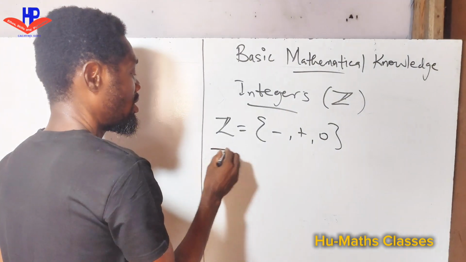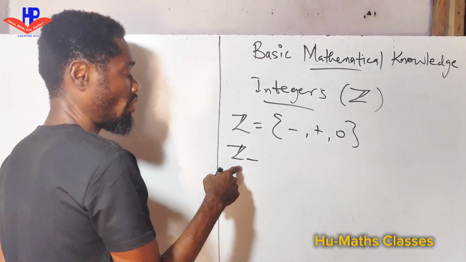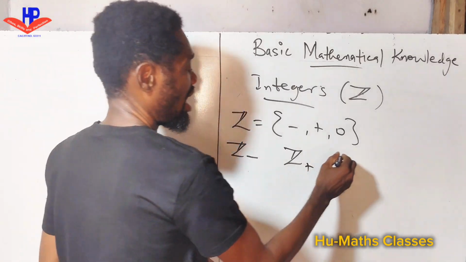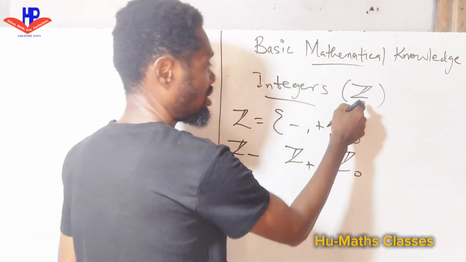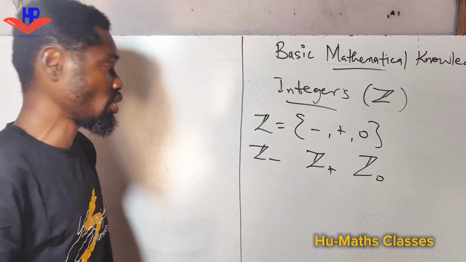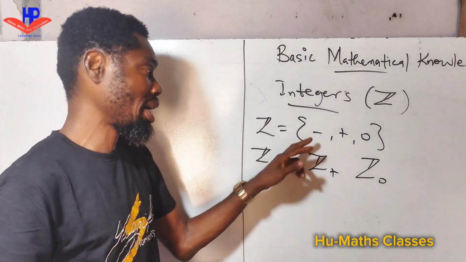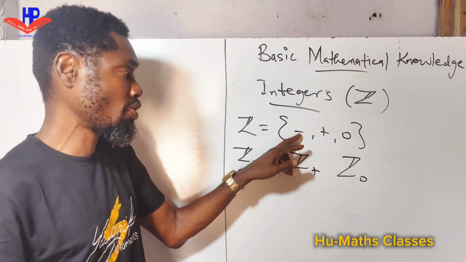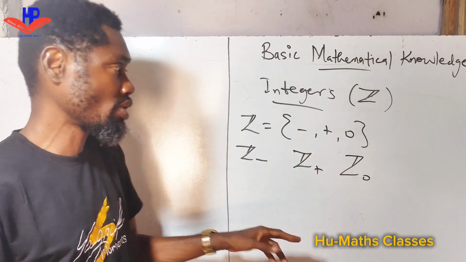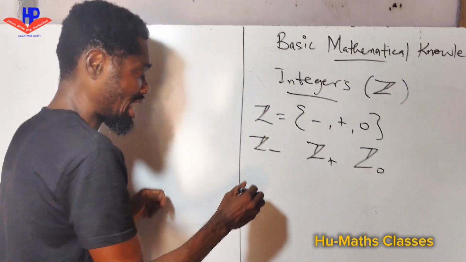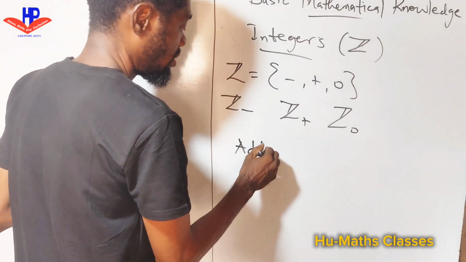So we have the negative integer in this form, we have the positive integer in this form, and we have the 0 integer in this form. This is the symbol that is used to represent integers in mathematics. So I want us to understand how to work with our negative integers and positive integers. We need to understand the use of this sign, minus and plus, when it comes to simple operations in mathematics. Let's deal with addition and subtraction first.